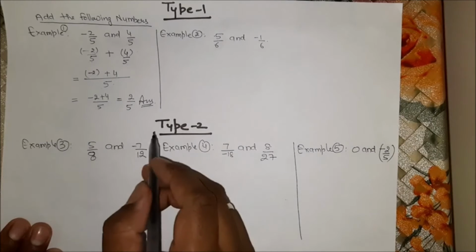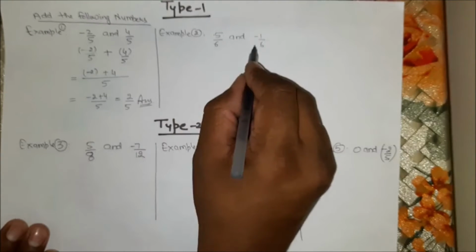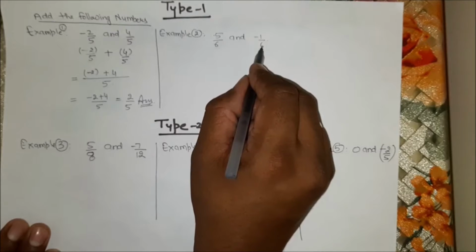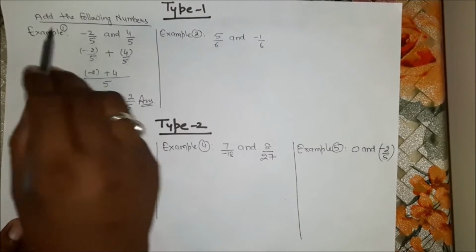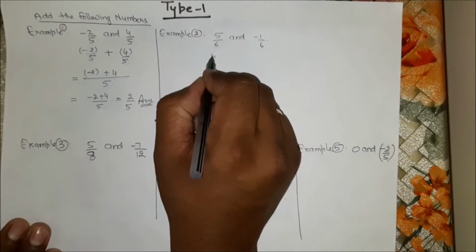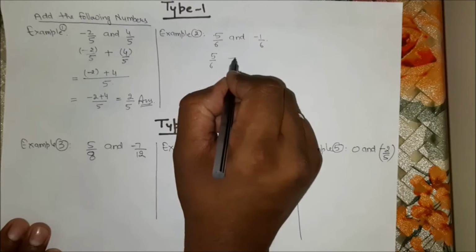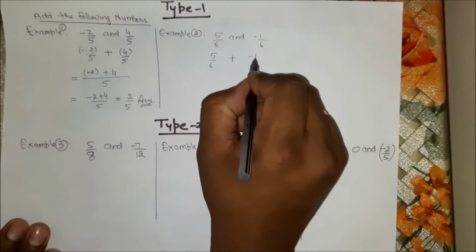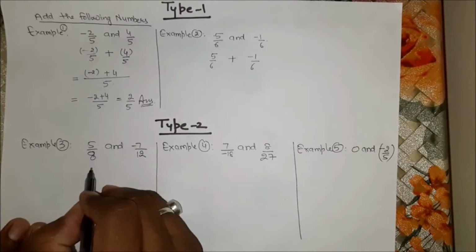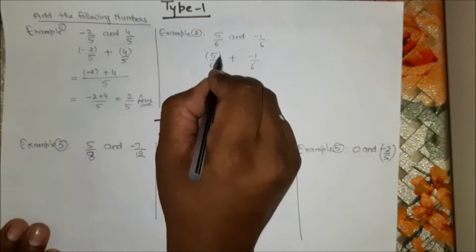Let's take one more example. This is 5 by 6 and minus 1 by 6. Again, we have to add them. What we will do? We will write down the numbers again and replace the "and" sign by plus. Then put the numerator in brackets.